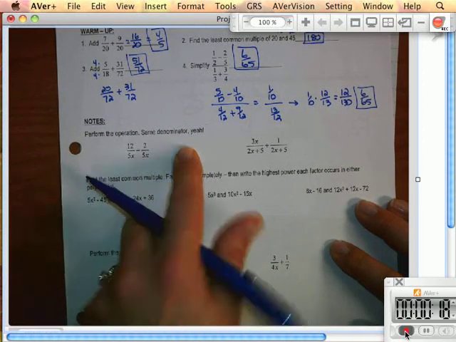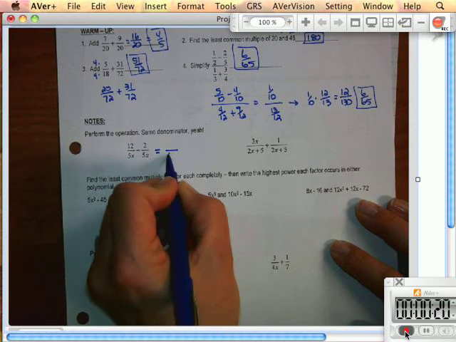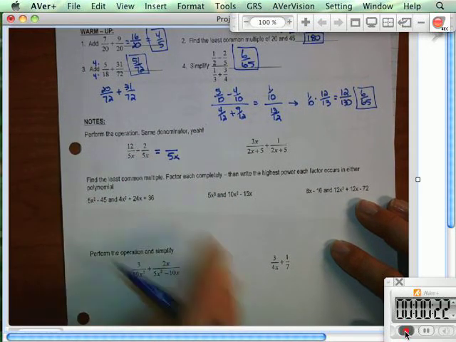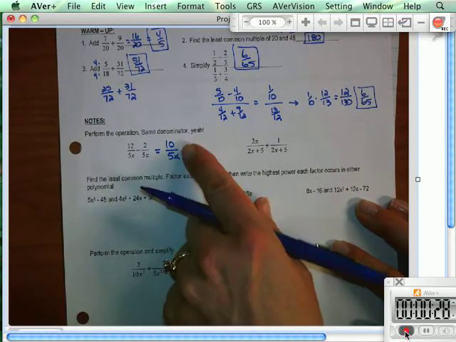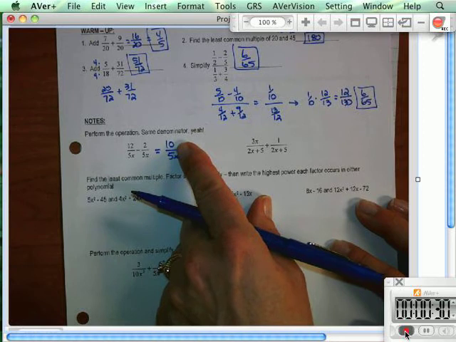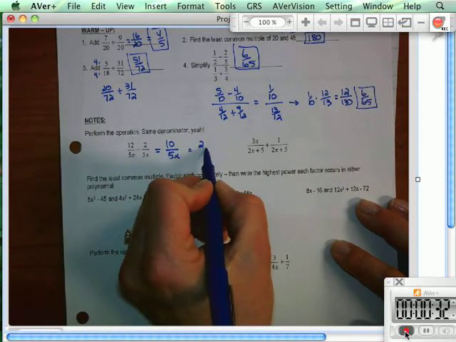Okay, so it's the same denominator, so I'm going to keep that in my answer and just subtract the numerators. And then can I go a little bit further with that? I can simplify 10 over 5, right? So 2 over x. That's it. Boom.